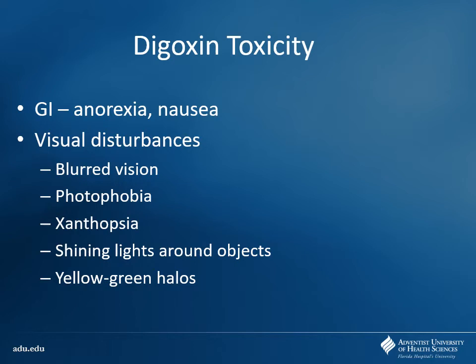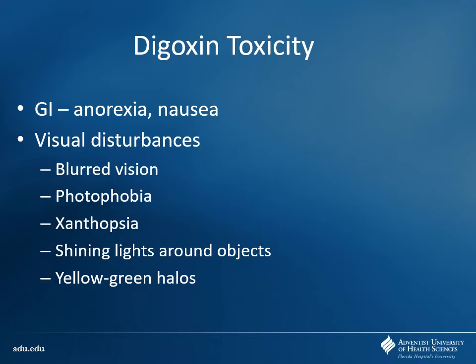But what's interesting, and this is actually one of the things you want to educate patients on, is the visual changes. And this can be the first sign that their levels are too high, is when they start to have these visual changes. And they may not associate it with the drug, but if you educate them on that, they can make that association. So they can develop photophobia, blurred vision. The unique thing is what we call xanthopsia. Anyone know what that means?